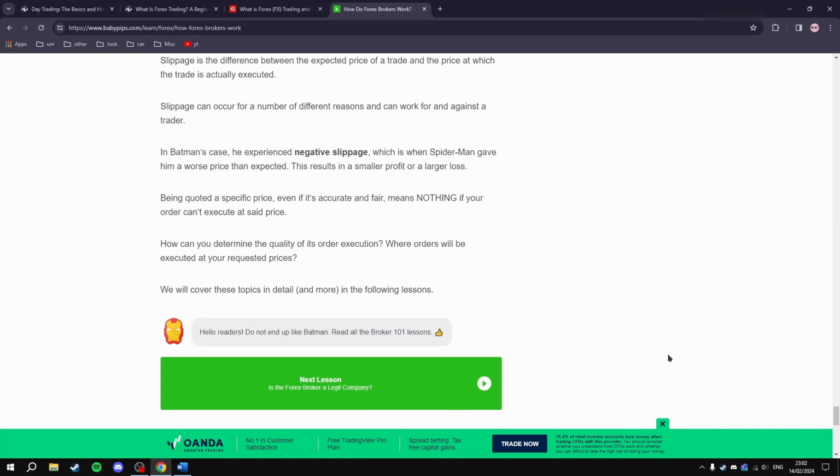Slippage can occur for a number of different reasons and can work for and against the trader. In Batman's case, he experienced a negative slippage, which is when Spider-Man gave him a worse price than expected. This results in a smaller profit or larger loss. Being quoted a specific price, even if it's accurate and fair, means nothing if your order can't be executed at said price. How can you determine the quality of its order execution?